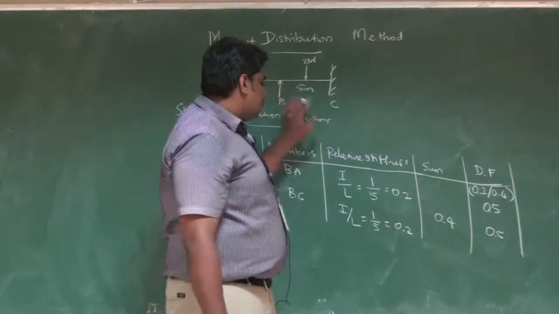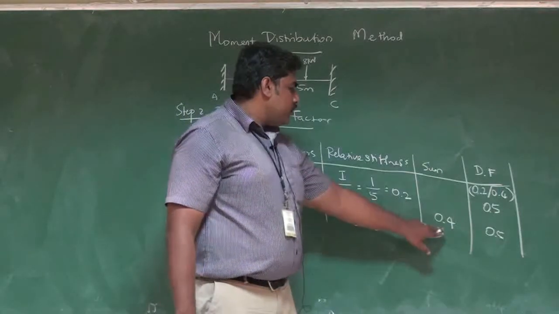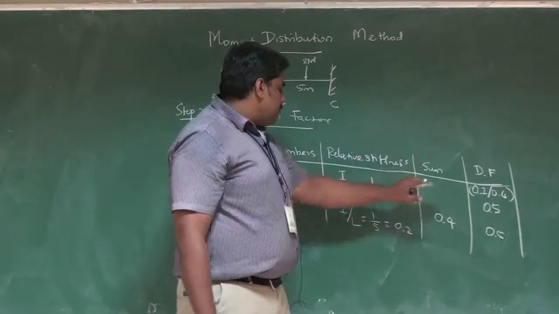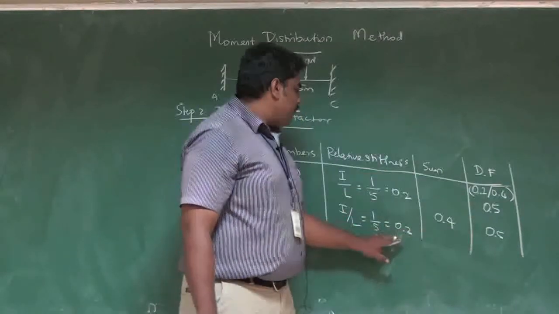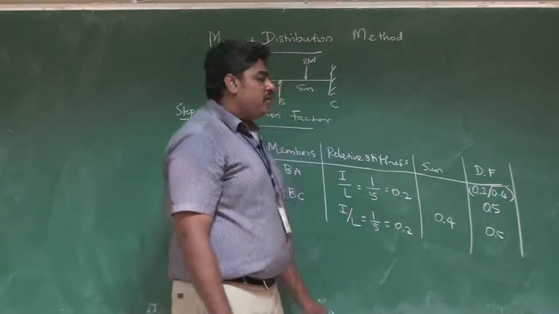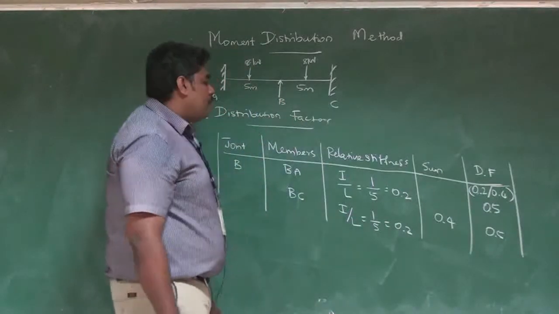So total stiffness of the joint is 0.2 plus 0.2, which is 0.4. The distribution factor is 0.2 divided by the total stiffness 0.4, which will be 0.5. 0.2 divided by 0.4, which is 0.5, right? So this is for this particular problem.